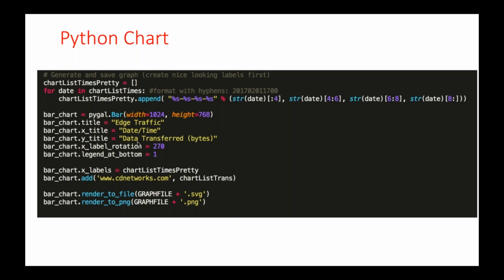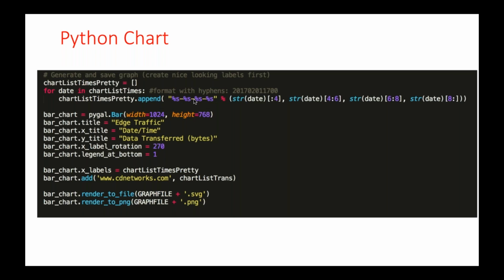Going to create a list called, I'm putting the word pretty at the end. So pretty, kind of like how you pretty print something. So now I'm going to walk through all of the dates and make them nice looking. So now all I'm going to do, if you could see the string, %s dash, %s dash, so it's going to be year, month, day, hour.